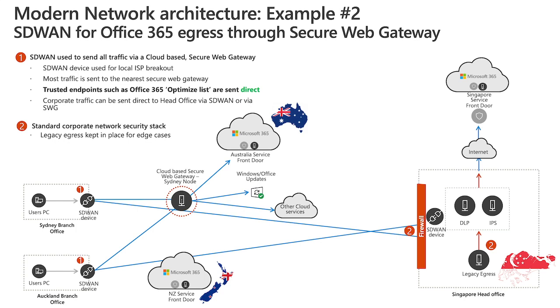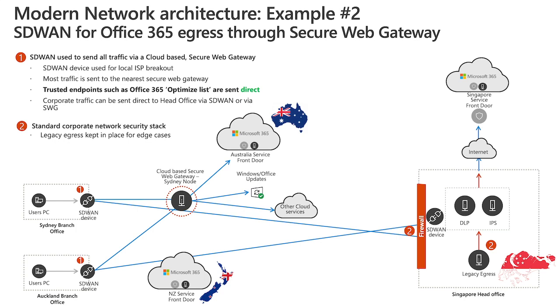But one of the points we wanted to make here, those optimized endpoints I mentioned before, we would still recommend very strongly that they are sent direct. And if you look at this example, this is an example of why that might be. So in this instance, we're talking to the nearest cloud proxy, which is in Sydney. So for the Sydney branch office, this is fine. It'll be low latency to hit that node. But from Auckland, there isn't one in New Zealand. So the nearest one is in Sydney. So we've got additional latency again.